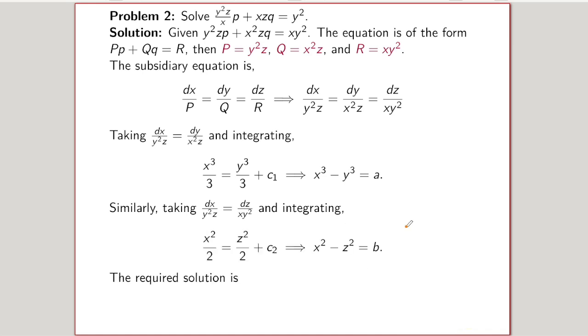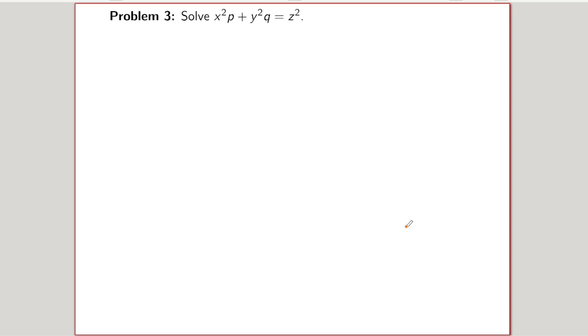So the required solution will be phi of u comma v, which is nothing but phi of x cube minus y cube comma x squared minus z squared. This is equal to 0. So this will be the solution for the given Lagrange's equation. So let us take this third question.